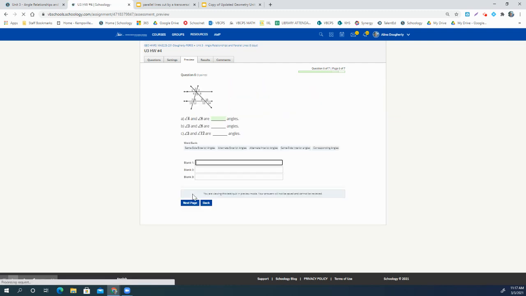Question number 6 looked good. Any questions on angle relationships? We are going to kind of work on these today. Do we want to talk about angle relationships? Or are we good with those?